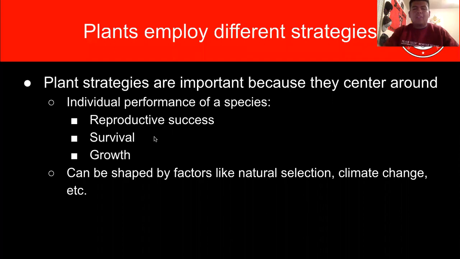So, a big introduction to all of this is that plants employ different strategies, and it's important because they center around how an individual plant performs. That might include their survival, their growth, their reproductive success, everything that's specific to an individual species. These strategies can also be affected by factors like natural selection and climate change, stuff like that in the environment in which these plants are found.